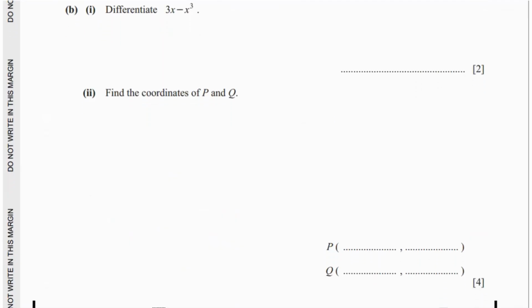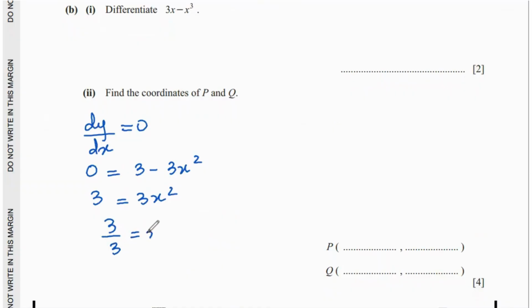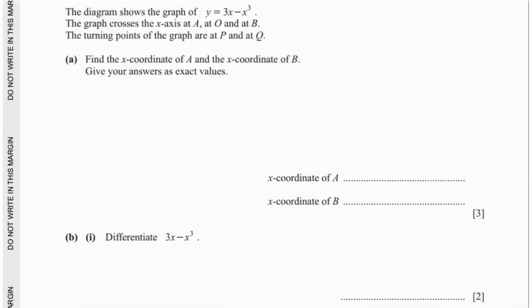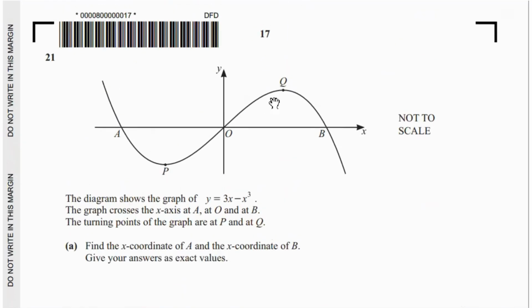Then find the coordinates of P and Q. So that's the turning point. For the turning point, we always put our derivative equal to 0. So 0 equals 3 minus 3x squared. 3 equals 3x squared. 3 divided by 3 is x squared, that's 1. Square root both sides. So x equals plus minus 1. Now if we go back to the graph, P is -1 and Q is +1.